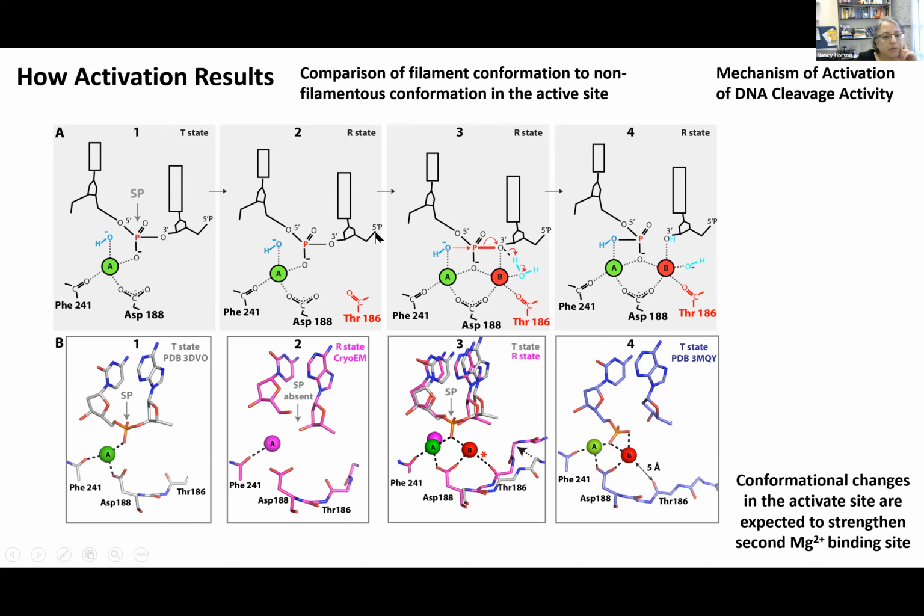But in the filament, we see that change in conformation, and that brings in a segment that has a carbonyl that's now positioned very nicely to bind a second metal ion, we think. Unfortunately, we didn't have the phosphate in our EM structure, so we don't actually see metal B, but this is a hypothesis we're now testing with additional structures.